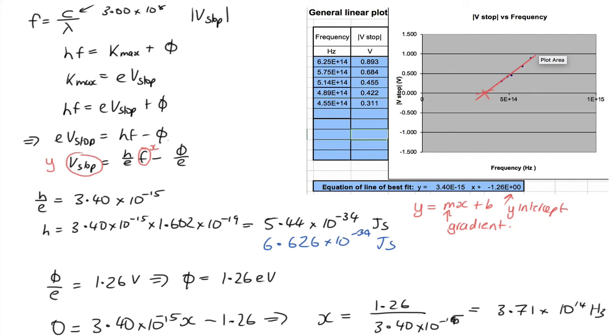Okay, so hopefully that gives you some idea about the photoelectric effect and how to analyze data from it. There's a couple of questions below for you to try.